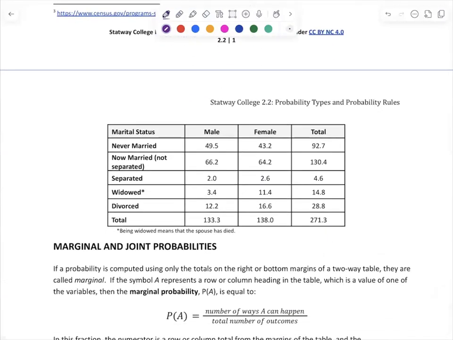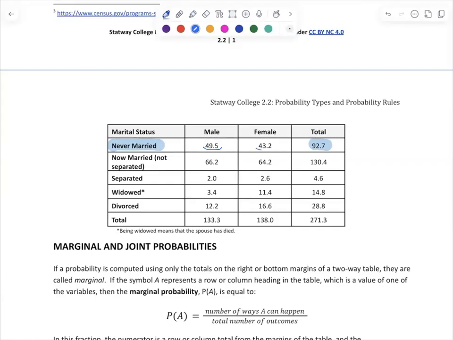Very well. This is my table. Here I have the marital status, and it's divided up into two subcategories of male and female as well. So take a look at this. Let's just observe what's happening here. The number of people who never married in total is 92.7, which is also divided up into smaller portions.